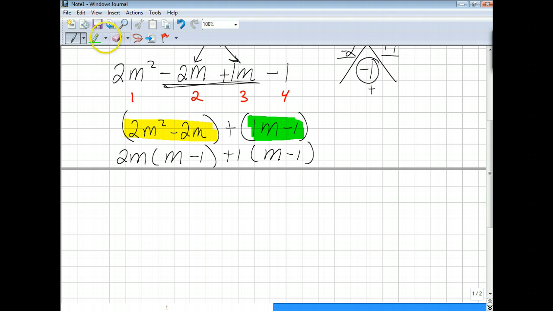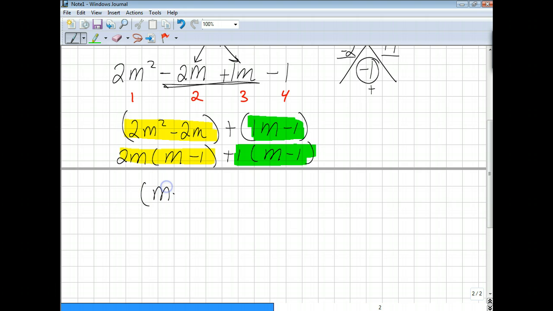Okay, now we have 2 terms. We have this term and we have this term. And the common factor in each one of those terms is m minus 1, so we factor that out. And what's left over? The 2m plus 1, and we put those in parentheses. Okay? And normally we would write that like this.